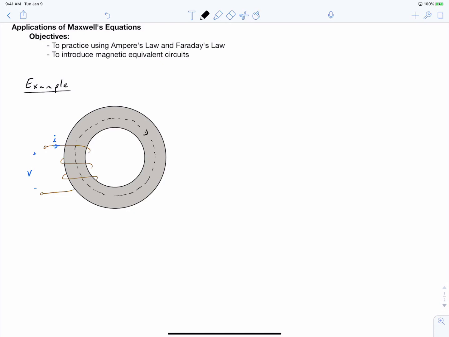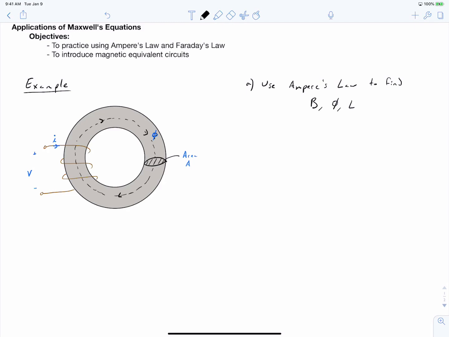And so you can see that we've used the right-hand rule, which is that if our current is going in the direction I've labeled here, it's going to tend to create a flux in the direction that I'm labeling with these arrows. And we'll assume that our toroidal core has a certain circular cross-section with an area of A. And so in this example, we're going to first use Ampere's law to calculate our magnetic field, our core flux, and our inductance of the coil.